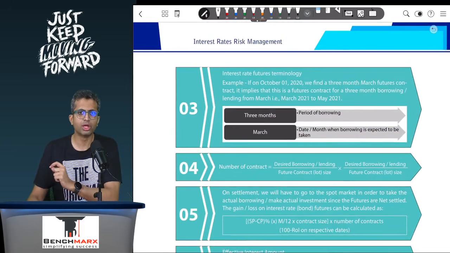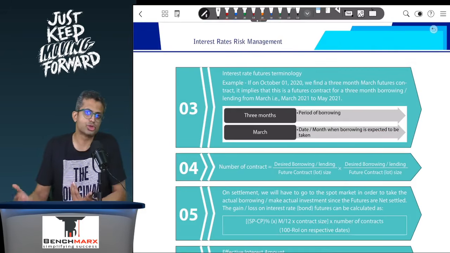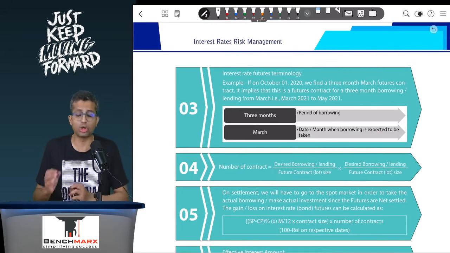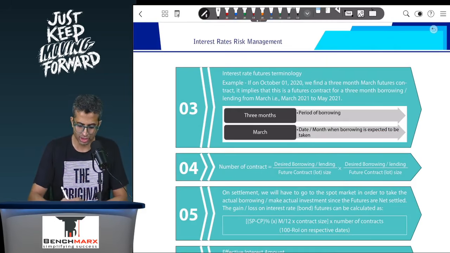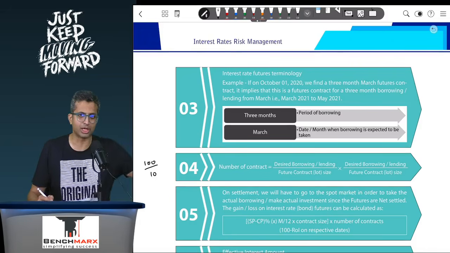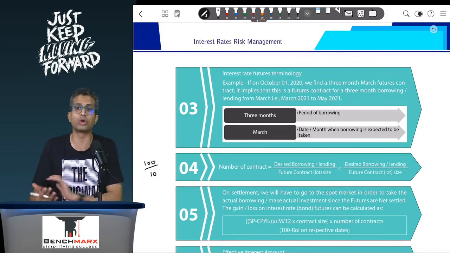Next is, how many bond futures should you take? Well, remember, futures contracts have a contract size. So if you want a desired borrowing of 100 crores and the futures contract size is 10 crores, then ideally you will take 100 crores divided by 10, that is equal to 10 contracts.